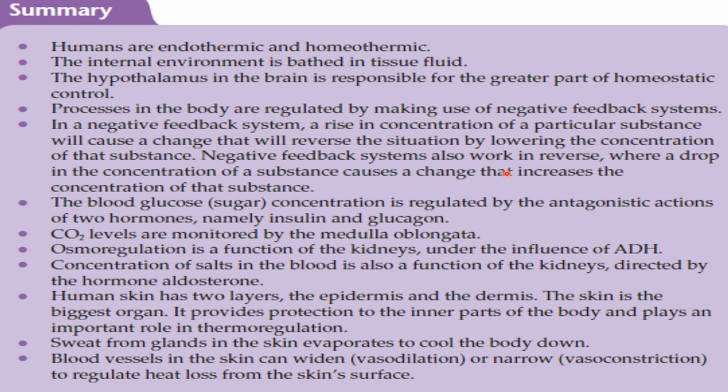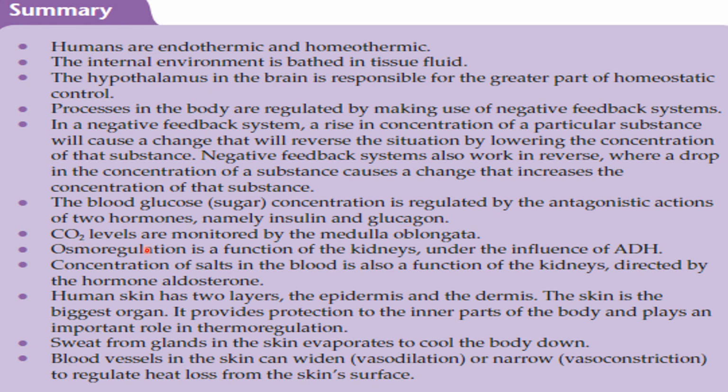Negative feedback systems also work in reverse, where a drop in the concentration of a substance will cause a change that increases the concentration of that substance. That is why it is called negative feedback. It works in both ways. The blood glucose, which is the sugar, whenever you hear of them speaking of blood glucose, you should know we are speaking of the blood sugar concentration. This here is regulated by the antagonistic actions of two hormones, which are insulin and glucagon.